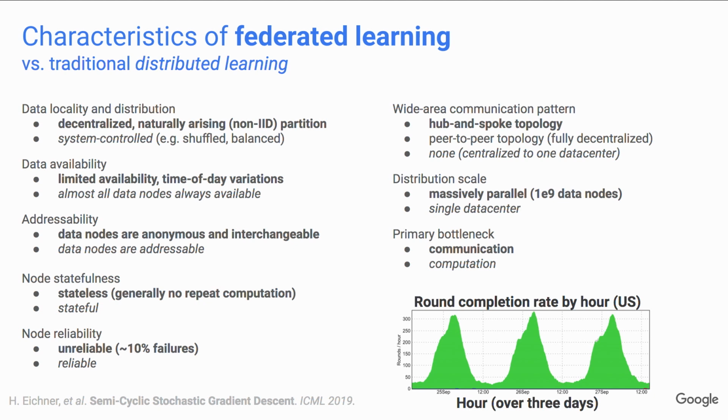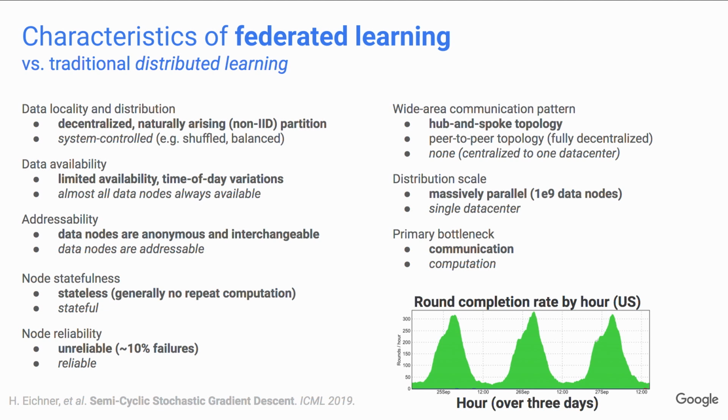So that means the data in technical terms is not identically distributed, and that has some significant ramifications for the kind of optimization algorithms that work, for example. So you can see this in the green plot at the bottom of the slide there. This is a plot of round completion rate for a model trained in the US. And what you're seeing here is that devices generally meet the eligibility criteria of being idle, plugged in and on Wi-Fi at night. And so at night, we have a lot more devices available for training, and we can make a lot more progress. But this also has ramifications for the optimization algorithms. As I mentioned, you can see the ICML 2019 paper there for more details.